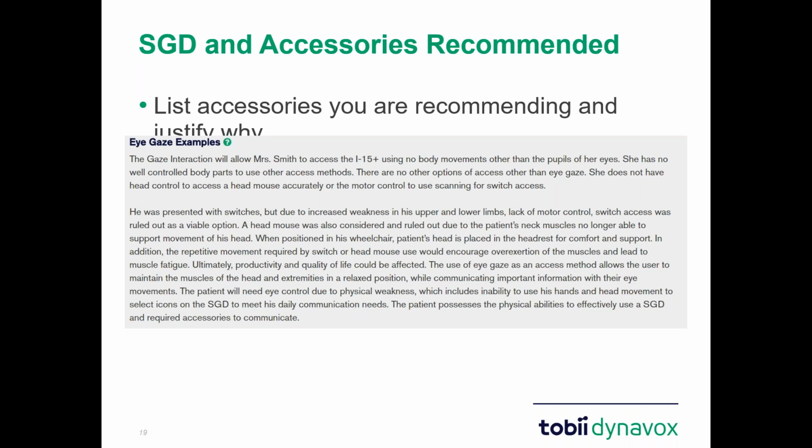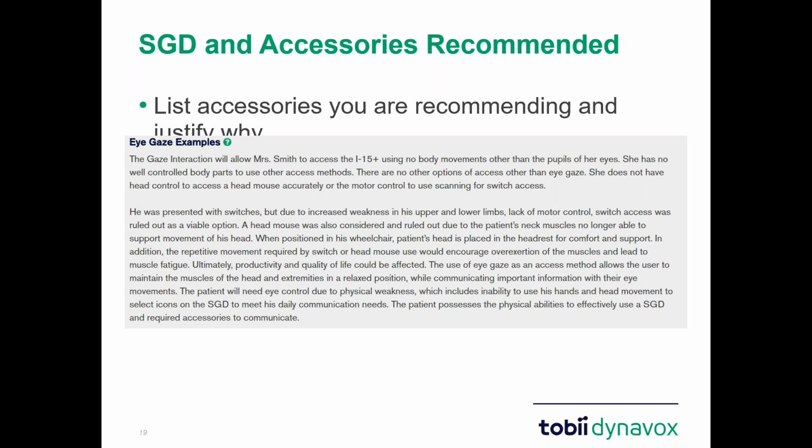He was presented with switches, but due to increased weakness in his upper and lower limbs and lack of motor control, switch access was ruled out as a viable option. A head mouse was also considered and ruled out due to the patient's neck muscles no longer being able to support movement of his head. When positioned in his wheelchair, the patient's head is placed in the headrest for comfort and support.